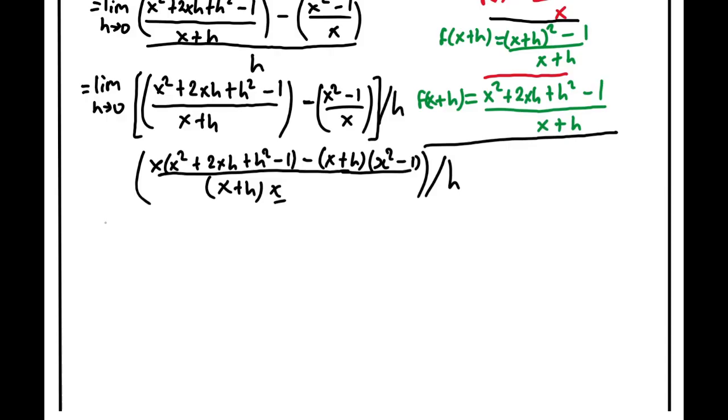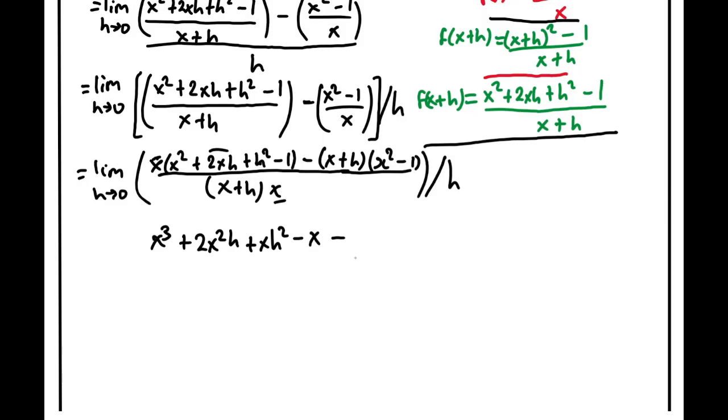Now let's simplify the top part. Now we remember this is limit as h approaches 0. Simplifying the numerator, x multiplied by each term in the brackets, this becomes x cubed, x multiplied by 2xh, that's 2x squared h, x again multiplied by h squared, this is x h squared, and x multiplied by -1, that's minus x. Now let's get to this other side.